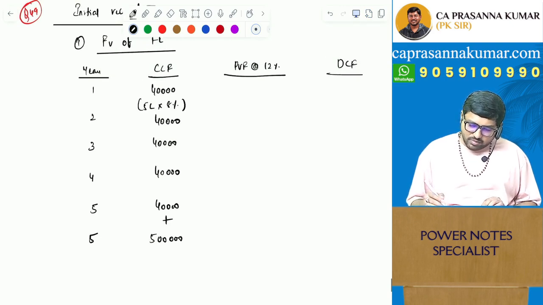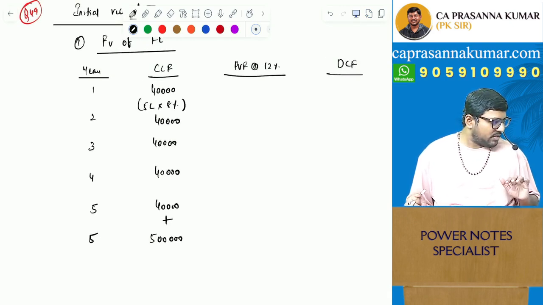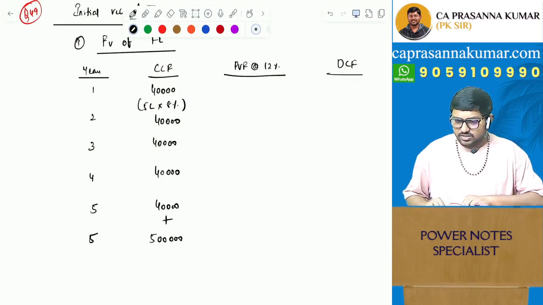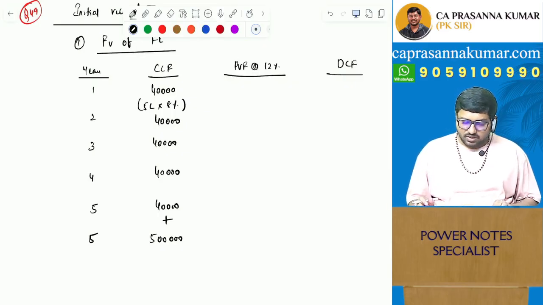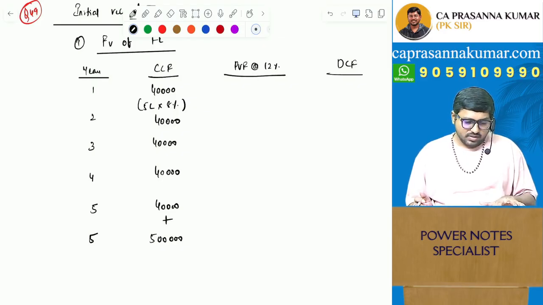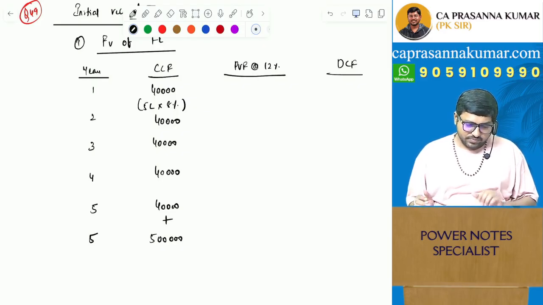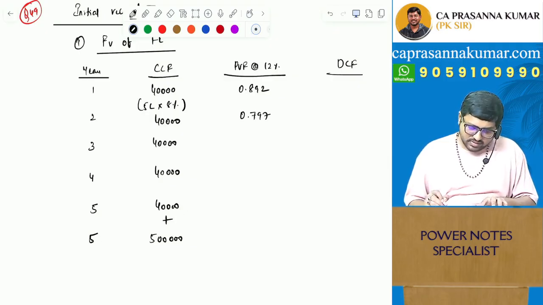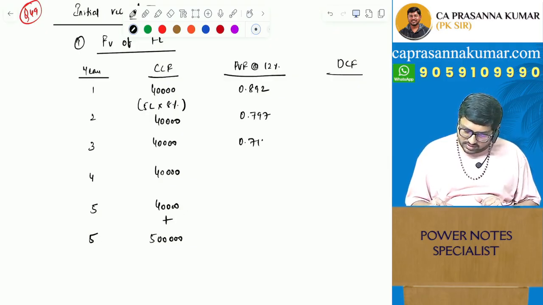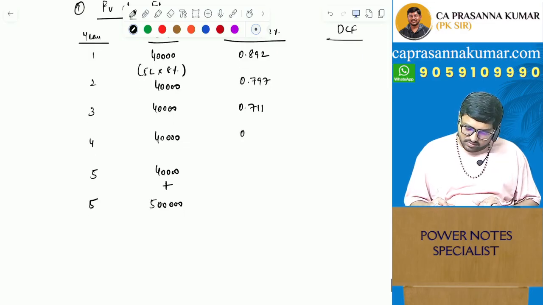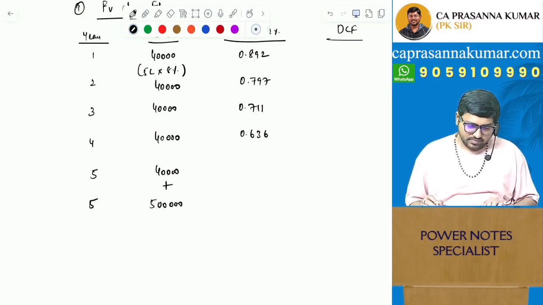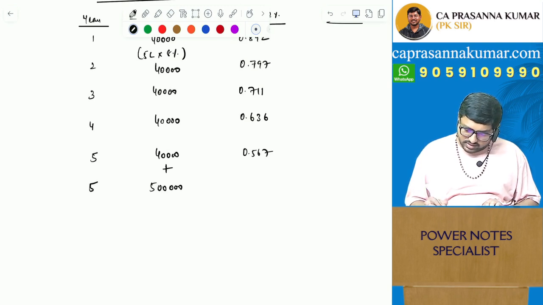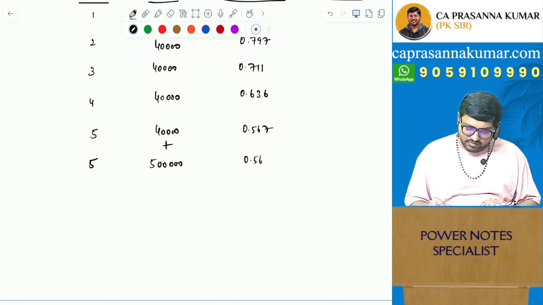So 1 divided by 1.12, that will be your discount rate. Somehow I need to get my calci. Just a second, guys. All right, I've got my calci. So 1 divided by 1.12, this will be 0.892. Okay. 0.797. 0.711. 0.636, I can take. 0.567. This is also 0.567.